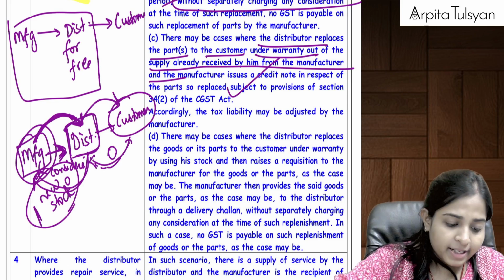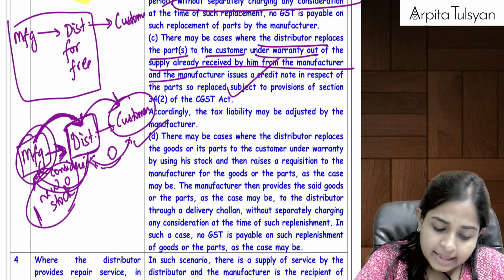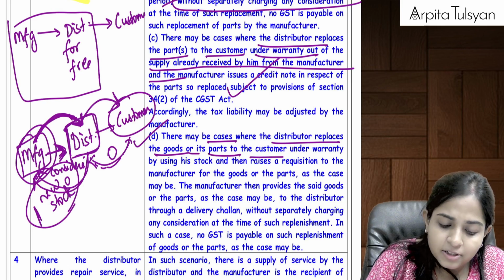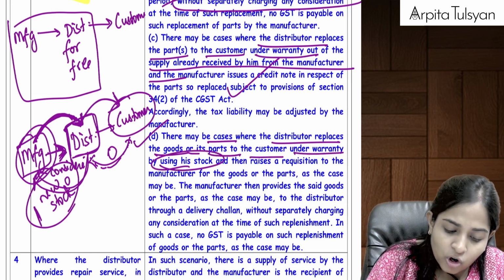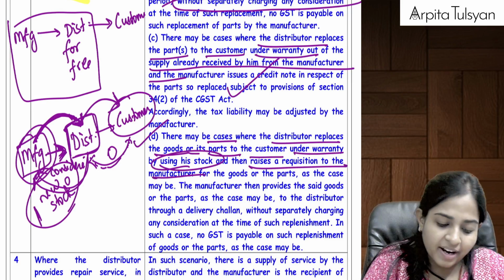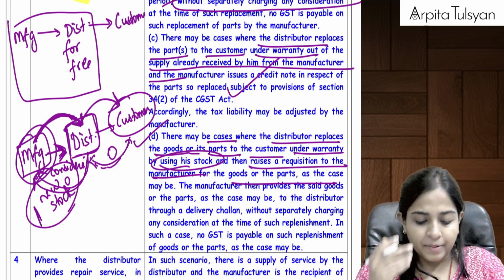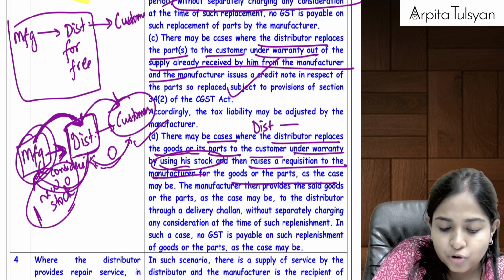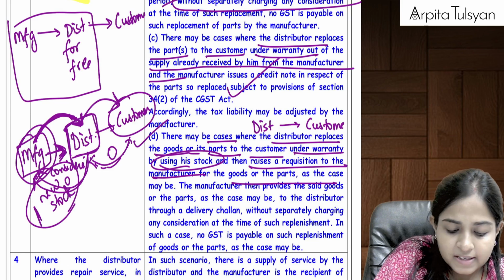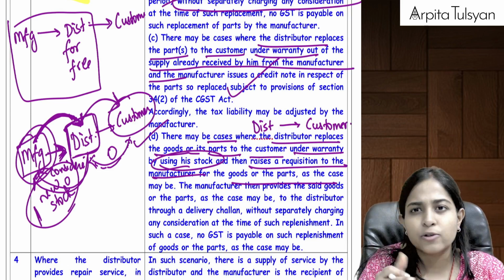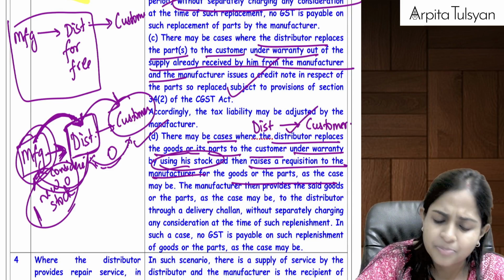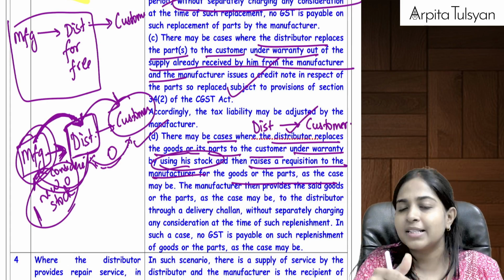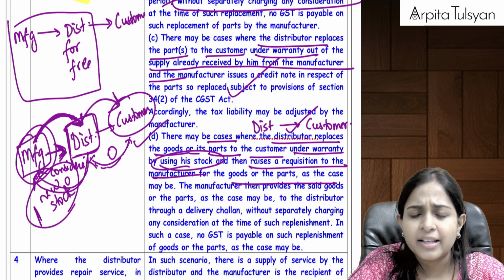Now let's go to the last circumstance. There may be cases where the distributor replaces the goods or its parts to the customer under warranty by using his stock and then raises a request with the manufacturer for the goods. Now here, first the distributor is providing the service to the customer, using his own stock. This part is done. If there is a consideration charged, then GST will be applicable. If no consideration, then no GST.